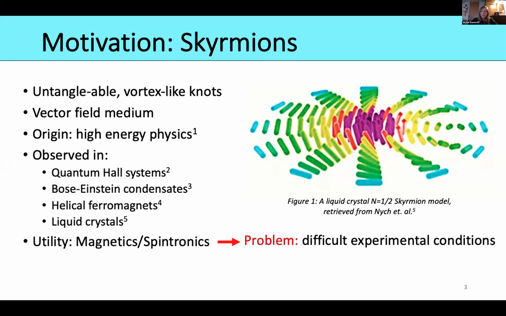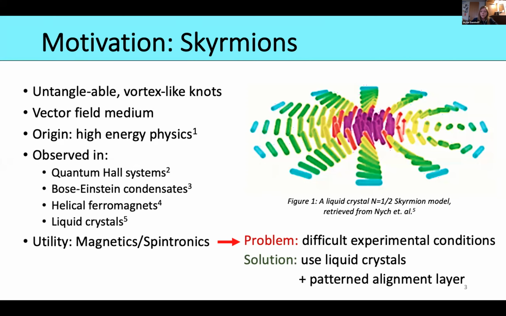So in many of these vector fields, studying skyrmions often requires pretty difficult experimental conditions. Liquid crystals, on the other hand, don't require these kinds of extreme experimental conditions, so they're pretty ideal for studying skyrmions. And the idea here is to take advantage of the liquid crystal's natural tendency to conform to a patterned alignment layer. So in the long term, what we want to do is scribe patterns in such an alignment layer to create a lattice of liquid crystal skyrmions in specific sizes and locations.